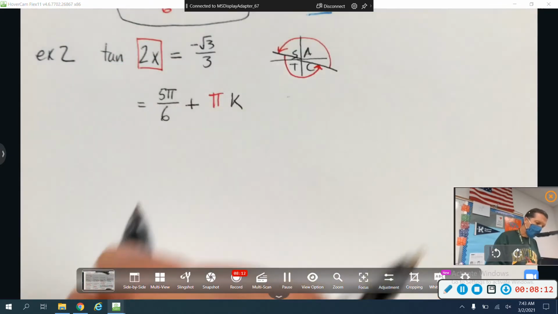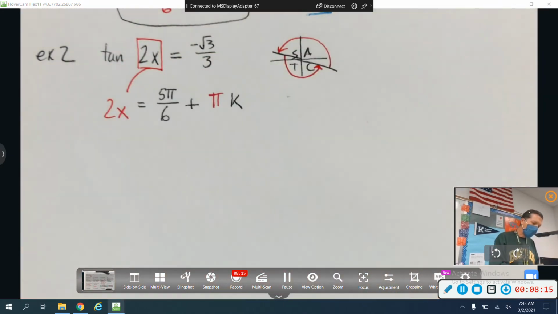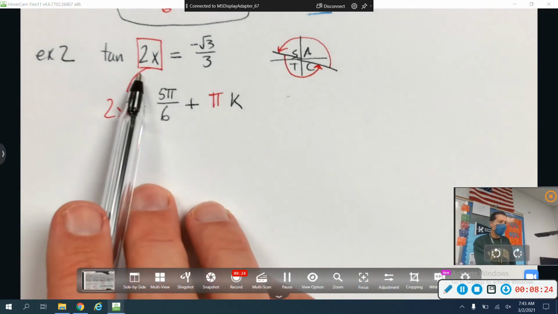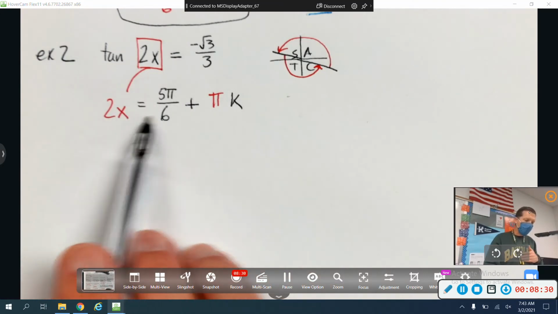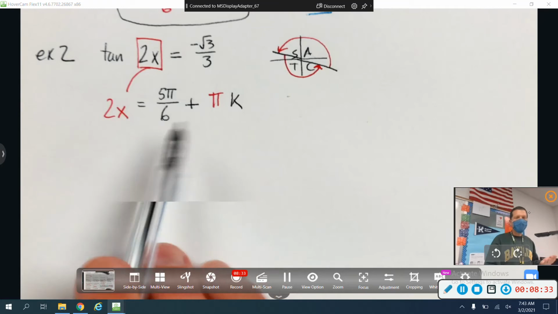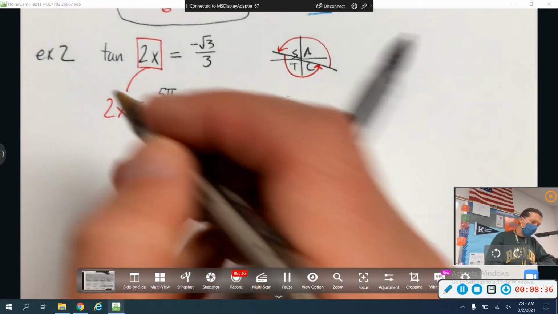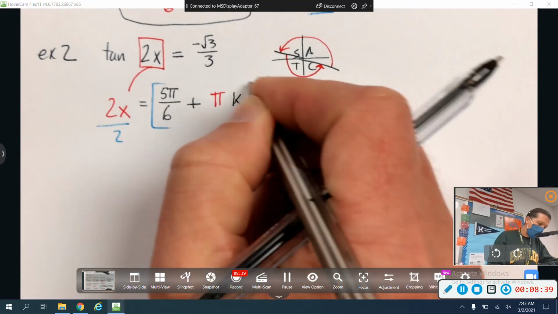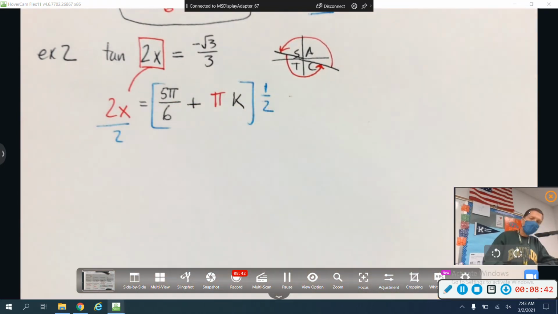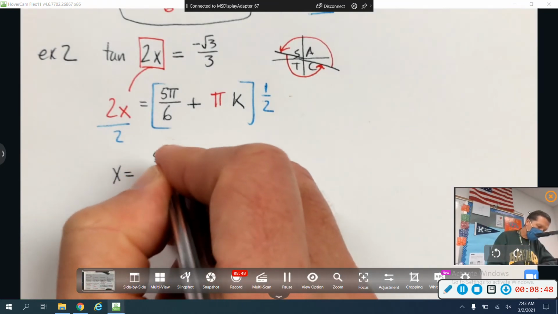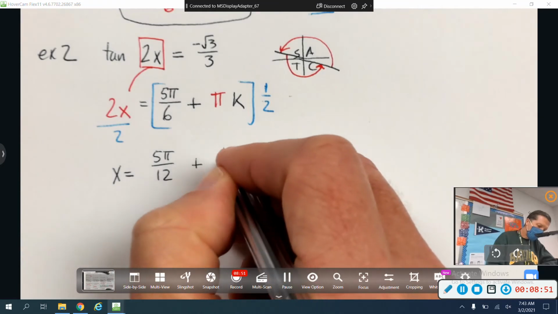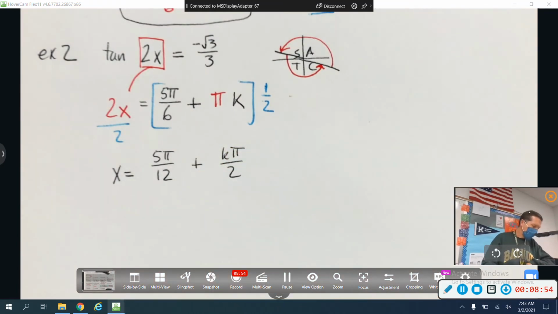Now this 2x, this means that 2x has to equal 5 pi over 6 for our equation to work. Right? If this argument is 5 pi over 6, then we get our answer that we want. So that means that 2x has to equal this. But I don't really want to know what 2x is. I want to know what x is. So I need to divide everybody by 2 to get x by itself. And maybe multiplying by a half might be a better way to say that for the right-hand side. So x equals 5 pi over 12 plus k pi over 2.